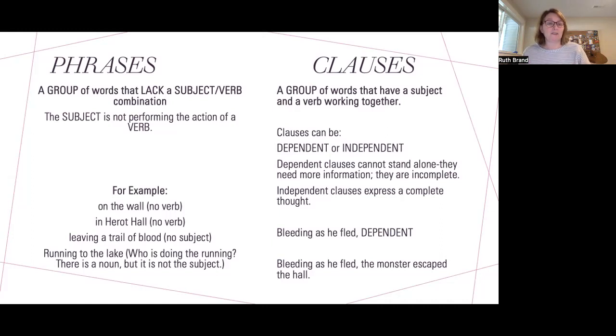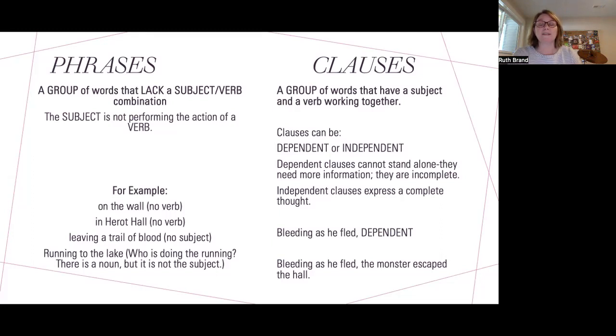Leaving a trail of blood. Okay, well, there's no subject there, right? So we don't really have this subject verb working together to create meaning. Look at the last one here I've got on here, running to the lake. Who is doing the running? There's a noun, we have lake, but it's not the subject, right? So we don't have a subject verb working together to create meaning. So these are just phrases, and phrases are great. They help add detail and help clarify sentences, and we use phrases all the time.